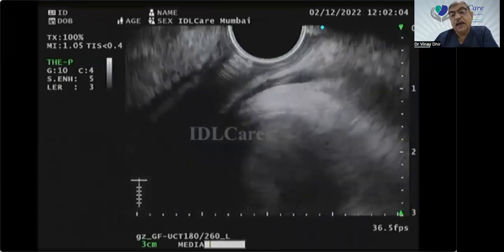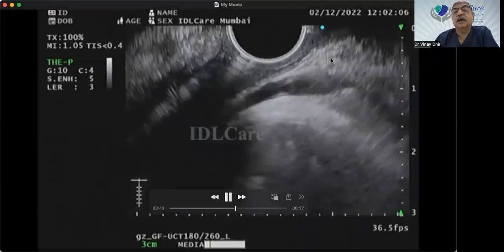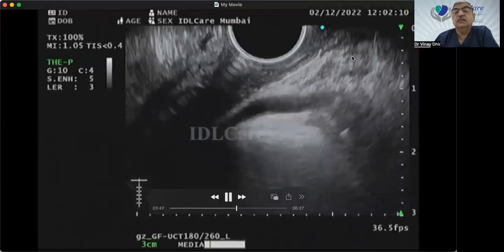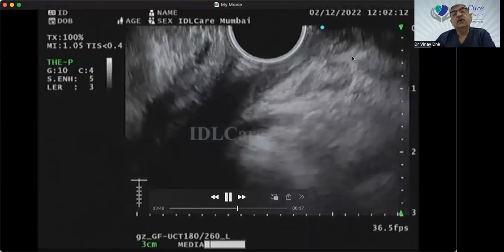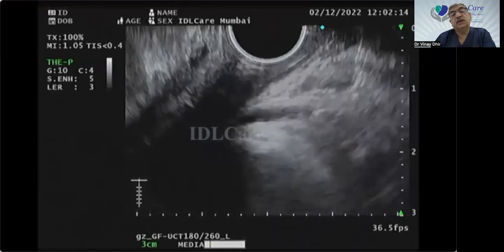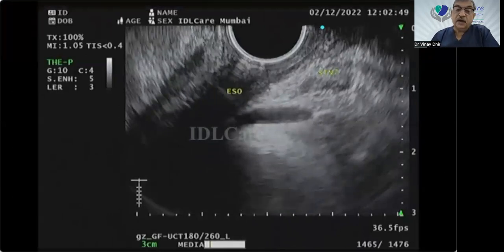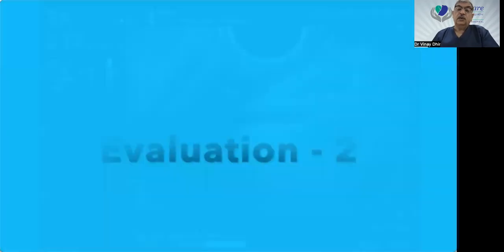And then coming back, I continue till I see the subcarinal nodes. See here, these are the subcarinal nodes. So this gives us a good idea of the lower esophagus, GE junction, and then station 7, 8, and 9 lymph nodes if they are there. See here, this is a station 7 lymph node, which we are seeing, a subcarinal lymph node. So it's a little different from how we do EUS.